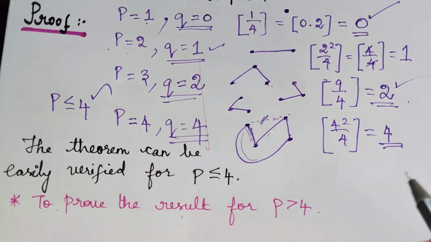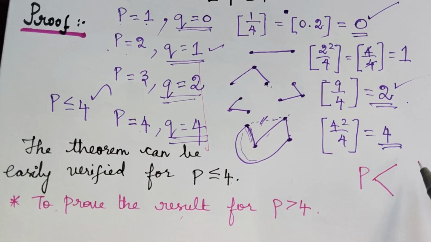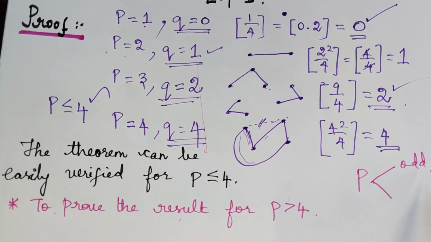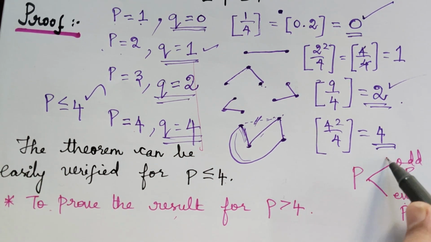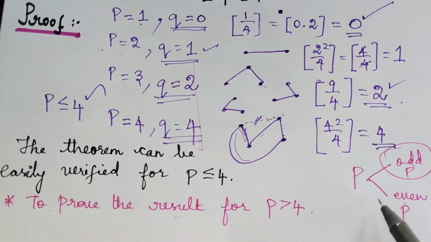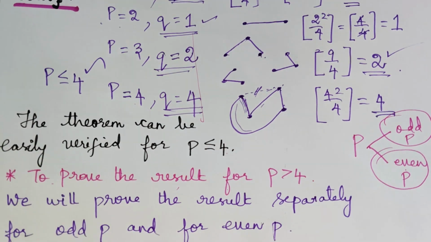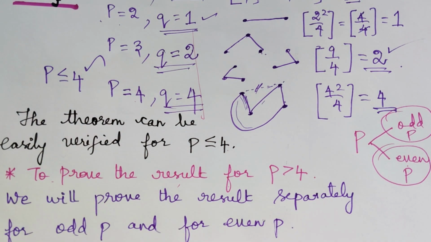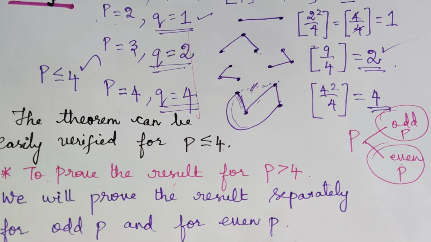Now what we are going to do, this P we are going to segregate as odd vertices and even vertices. So odd P and then even P. We are going to prove the result separately for odd and then separately for even. So let us write that. I have written that we will prove the result separately for odd P and for even P. So let us proceed with the proof.